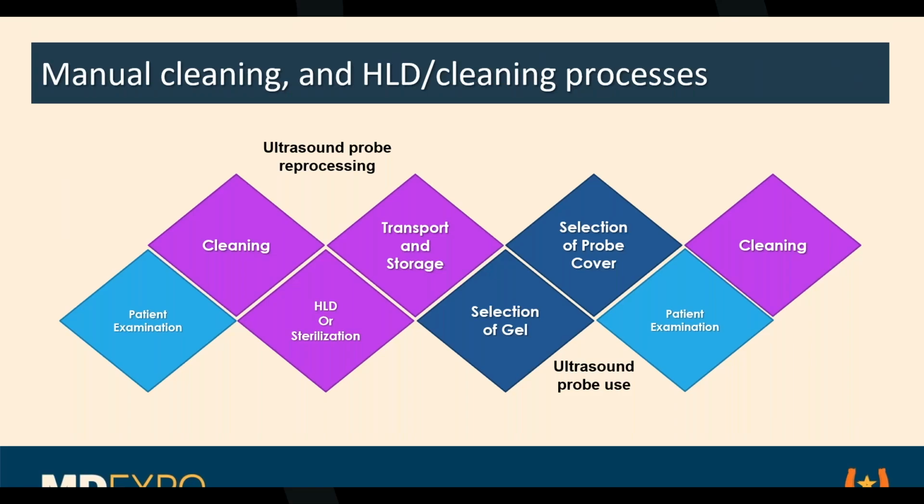So it goes to transport and storage, and then comes back. Then they select the gel they're going to use, select the probe cover, do the patient examination and cleaning, and it starts the process all over again. But anytime you take something somewhere, you've got to go somewhere and pick it back up. So the transport is a two-way potential death sentence for the probe. And the other is storage.